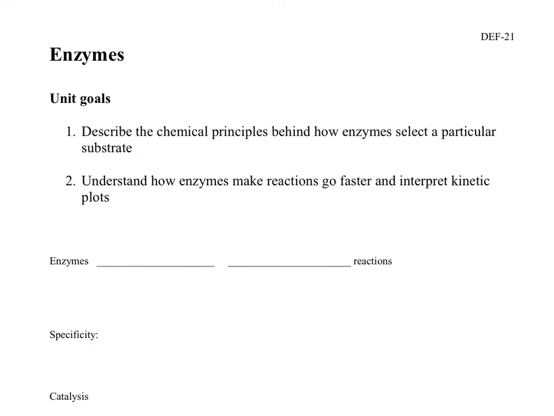Okay, I just want to return to our unit goals to make sure you understand how far we've come. Our first big picture goal was to describe the chemical principles behind how enzymes select a particular substrate. That's really the idea of specificity. Second, understand how enzymes make reactions go faster. That's catalysis. All we have left to do is interpret kinetic plots. Just a few words, but it's actually some very difficult and long material that we've got to cover.